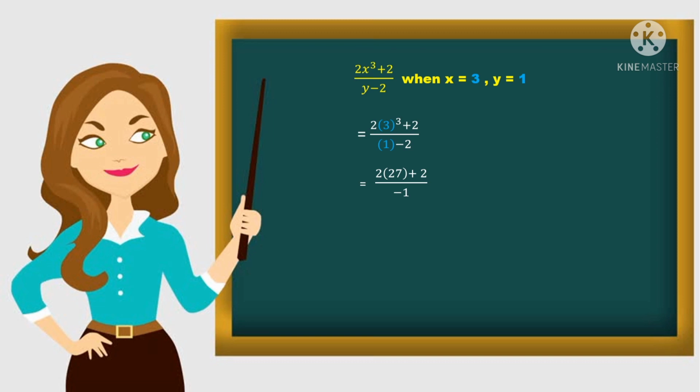If you know this, you can directly answer. So 2 times positive 27 plus 2 over negative 1. So 2 times 27 equals positive 54 plus 2 over negative 1, because 1 minus 2 is negative, by the rules of addition and subtraction in integers: copy the sign of the largest absolute value, which is negative, since negative 2 is larger in value than positive 1, so the answer must be negative 1. So 54 plus 2 over negative 1, so 56 over negative 1, or simply negative 56.